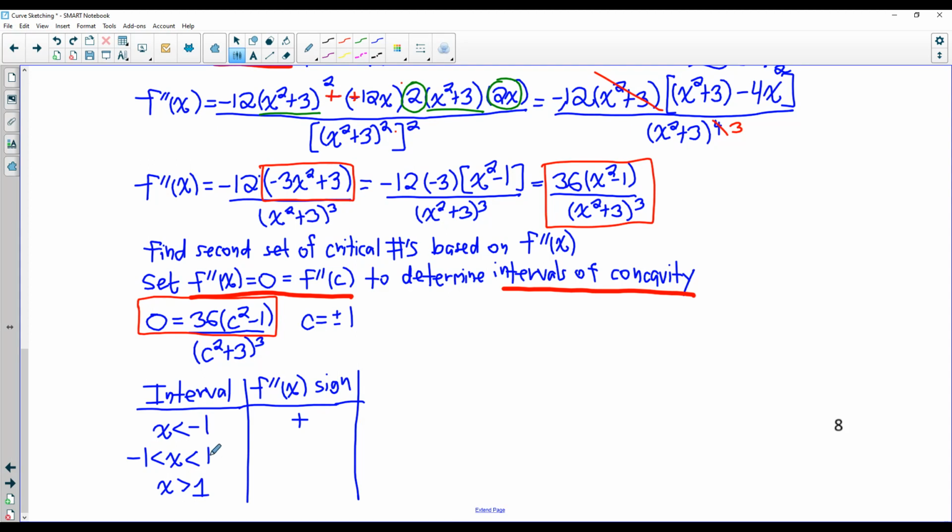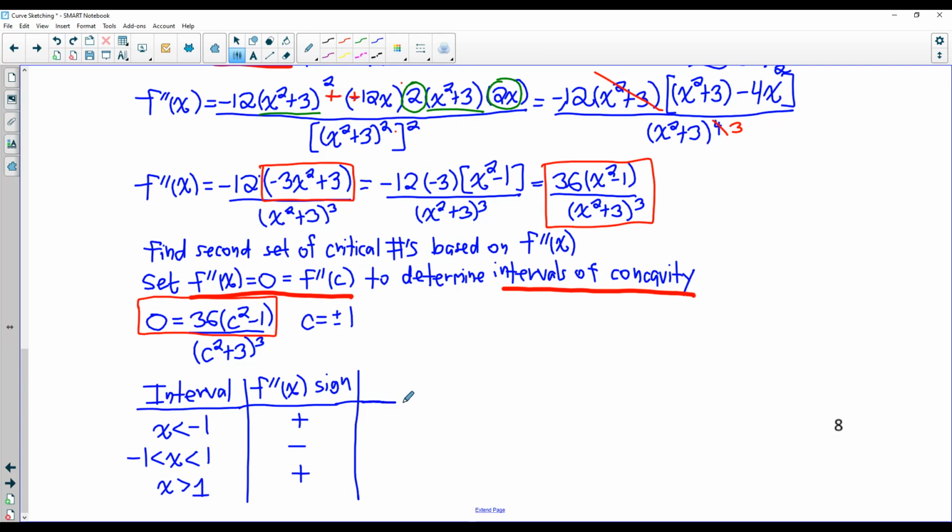Now, when you're in between the interval negative 1 to 1, the easiest number to plug in is 0 right here. So if you take this 0 and plug it into the second derivative equation, 0 squared minus 1 would be negative 1. Negative 1 times 36 would be negative 36. And again, plugging 0 into the denominator is still going to be positive. So you'd have a negative divided by a positive, which would be a negative. And then the interval where x is bigger than 1, if you plug in, for example, 2, it would lead to the exact same scenario as x less than negative 1, which would have an f double prime of x sign that's going to be positive.